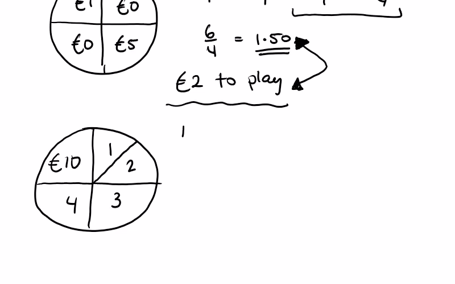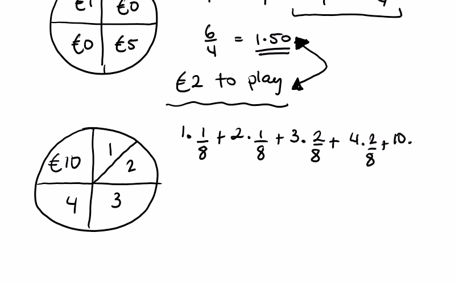So we'll start with a 1. So we get €1 an eighth of the time. We get €2 an eighth of the time. We get €3 a quarter of the time. Now I'll do it as actually 2. I'll do a quarter as 2 eighths, just so we can keep them all as eighths. And we get €4 a quarter of the time. So €4 2 eighths at a time, and we get €10 also a quarter at a time.